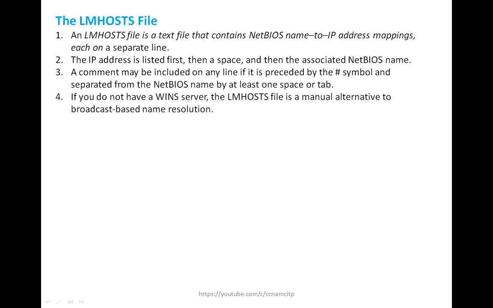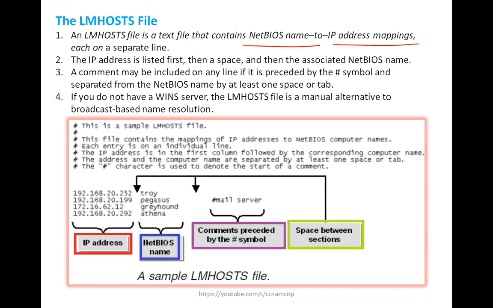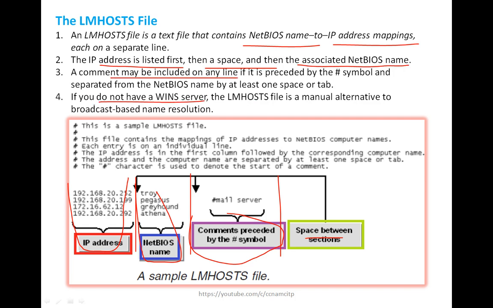Now guys, we have one more thing here: the LMHOSTS file. An LMHOSTS file is a text file once again. It contains NetBIOS names to IP address mappings, each on separate lines. So again, it is a kind of host file itself. In that we will have a record of all the IP addresses, NetBIOS names and comments preceded by a symbol, or space between the sections. IP addresses are listed first, then space, then the associated NetBIOS name, and comment. If you do not have a WINS server, the LMHOSTS file is manually used as an alternative to broadcast-based name resolution.